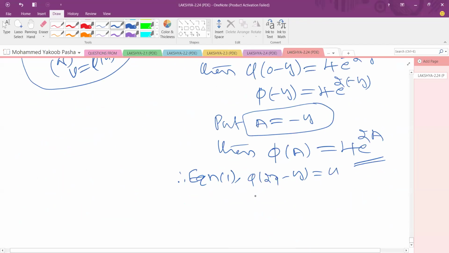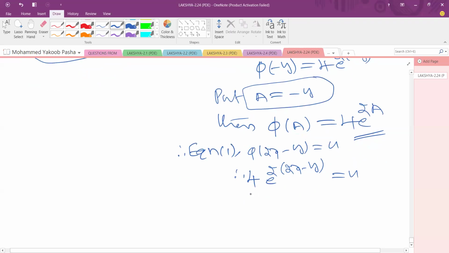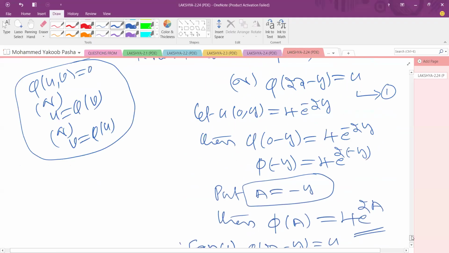Okay, so phi of a has the property 4 into e power 2a, so what can we write as the property of phi of 2x minus y? We can write 4 into e to the power of 2 times of 2x minus y, u as this. Okay, so 4 into 4, this means what? u is a function of x comma y, that is equal to 4 into e power 2 into 2x minus y. Okay, this is the u of x comma y value.